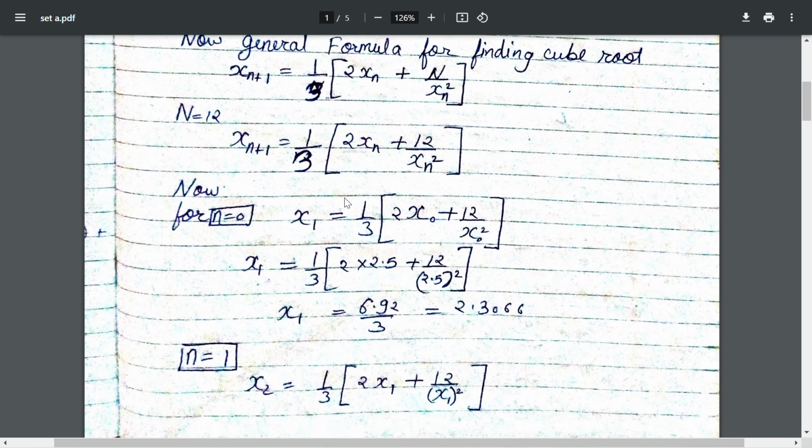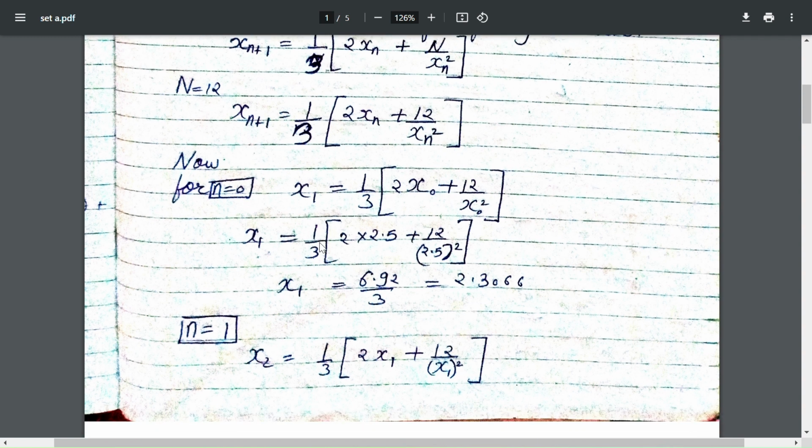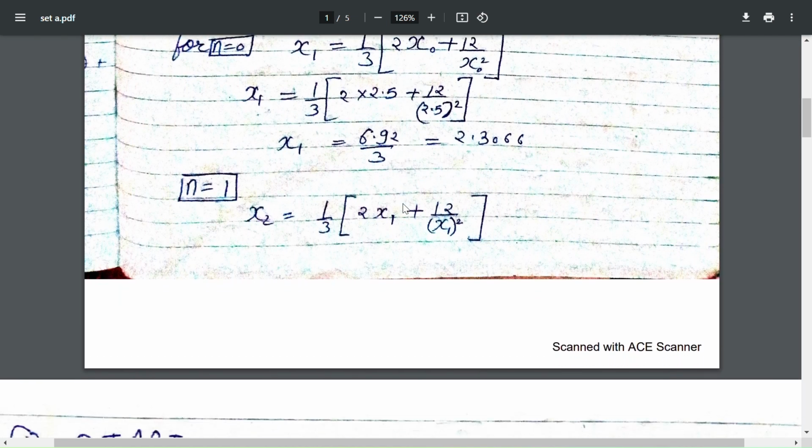Now for first iteration, we will put n equals to 0 in this formula and we will get x1 equals to 1 by 3 under bracket 2x0 plus 12 divided by x0 whole square. On putting the value of x0 in this formula, we get x1 equals to 1 by 3 2 into 2.5 plus 12 divided by 2.5 whole square. On solving, we get x1 equals to 2.3066.